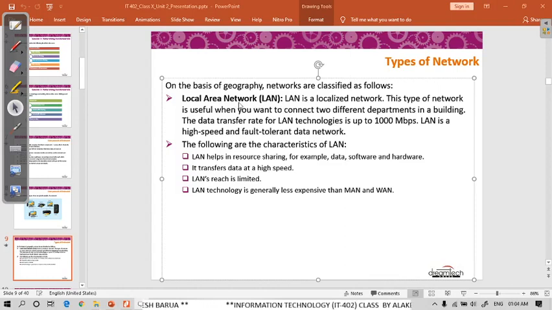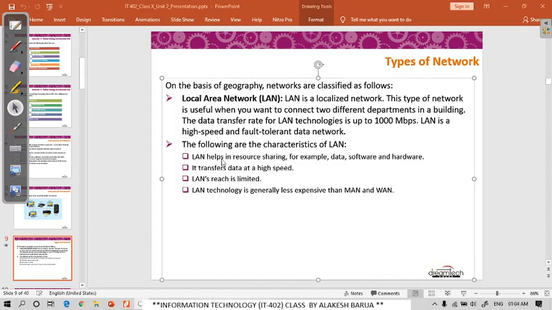Think of our computer lab. Our computer lab computers are connected in a local area network, or the computers inside our school. The computers inside our school are connected in a local area network. So a localized network. If the computers are connected in a localized network, then the computers are said to be in a local area network.